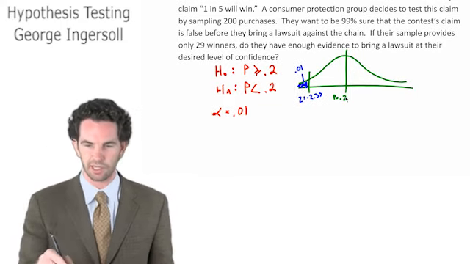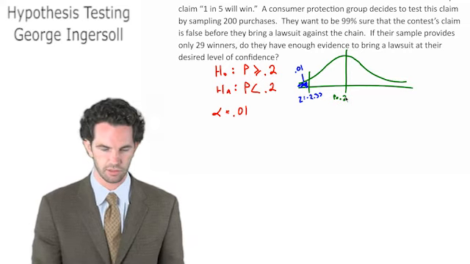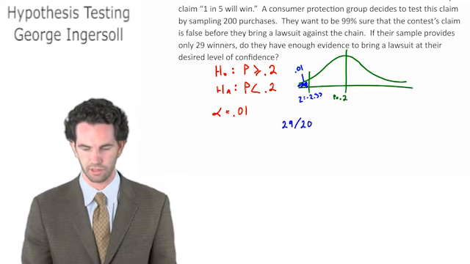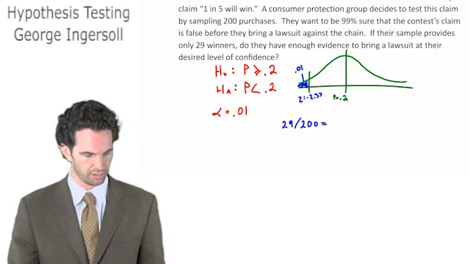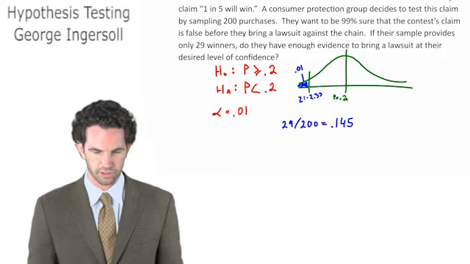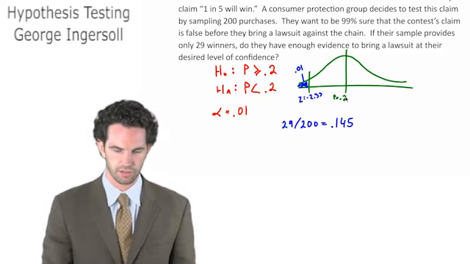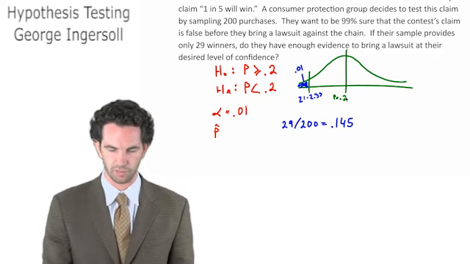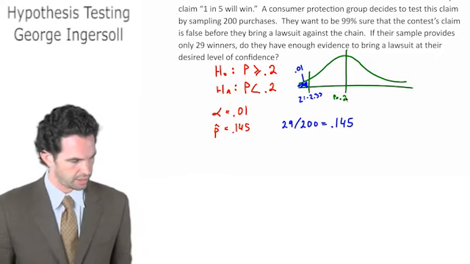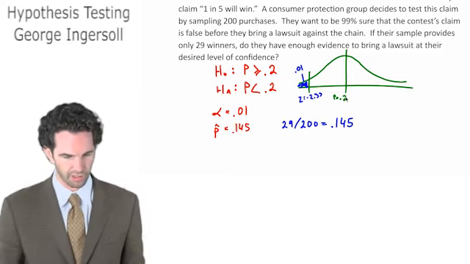So 29 divided by 200 is going to be equal to 0.145. So that is our sample proportion, equals 0.145. And we got everything else we need, right?